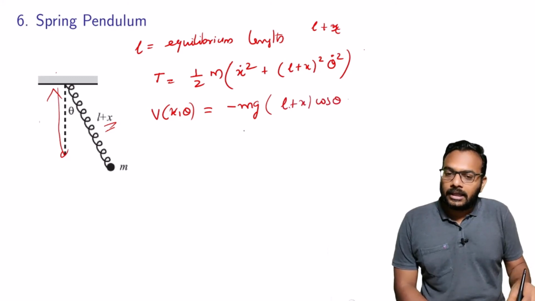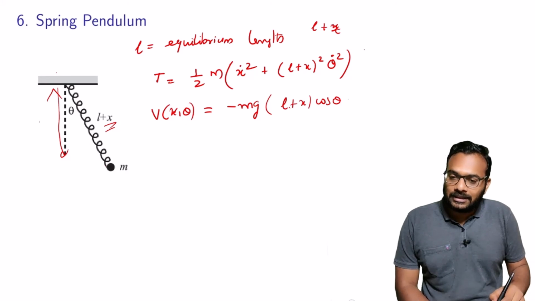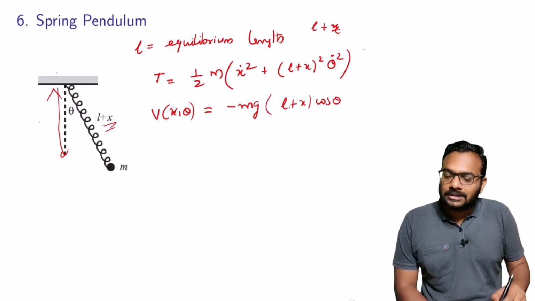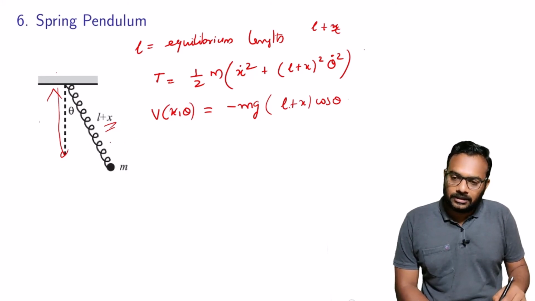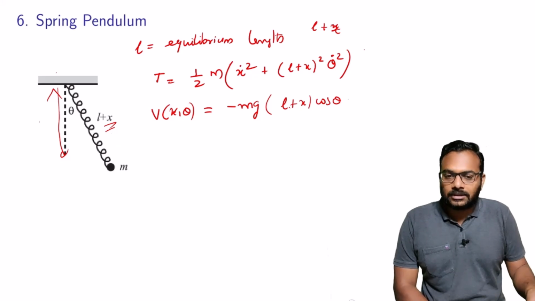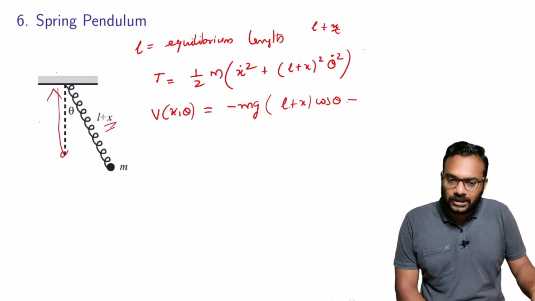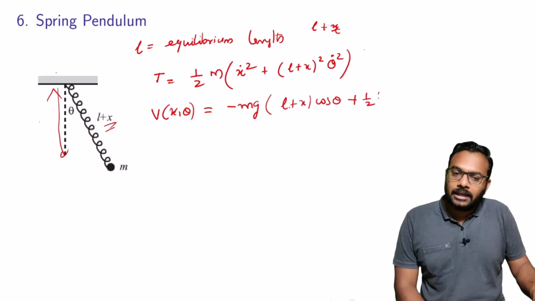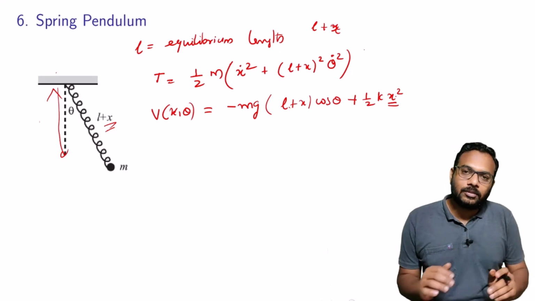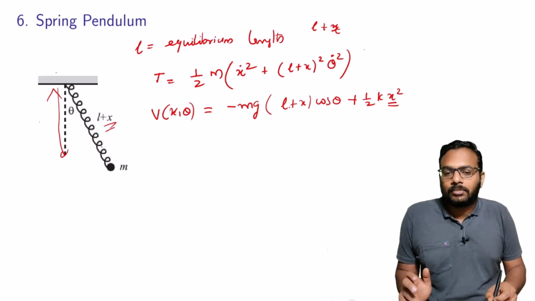That's only the gravitational part. What's the part due to the spring? What's the potential energy due to the spring force? You know it is half kx square, so we write it as half k x square. This x tells us how much it has elongated from the equilibrium length. So this is the potential energy.